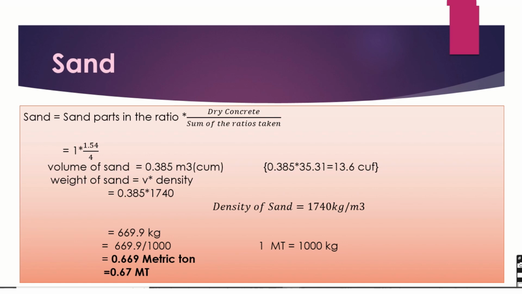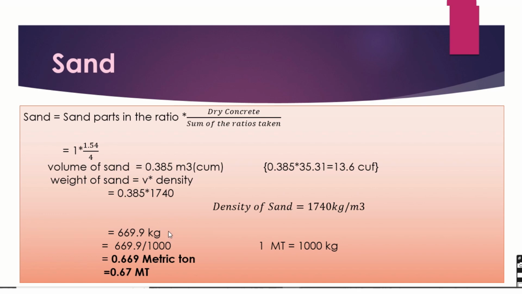Okay, now let's calculate this sand weight. Weight of sand is equal to volume of sand times density of sand. We calculated the volume of sand earlier: 0.385. The density of sand is 1740 kg per meter cube. Once you multiply this volume and density, we'll get the weight of sand in kg.